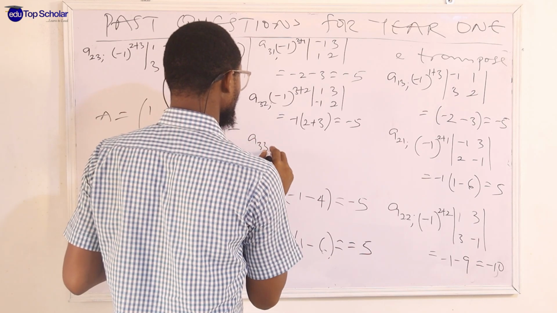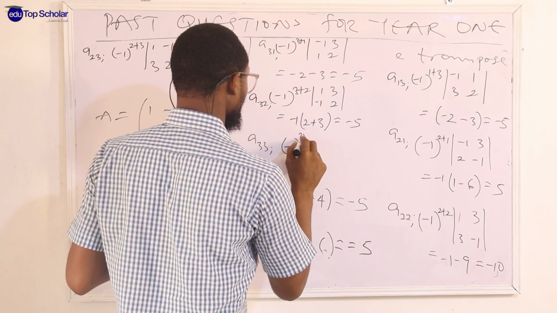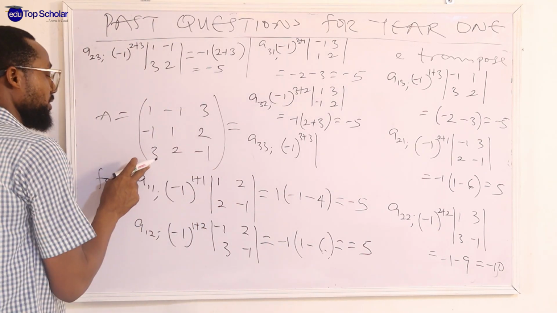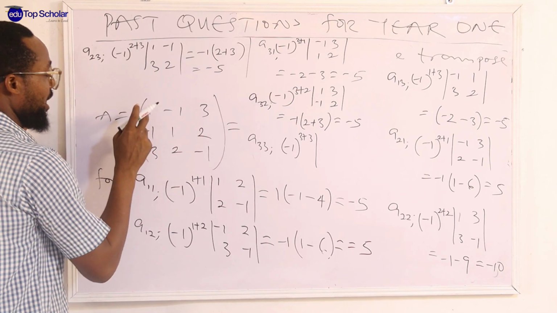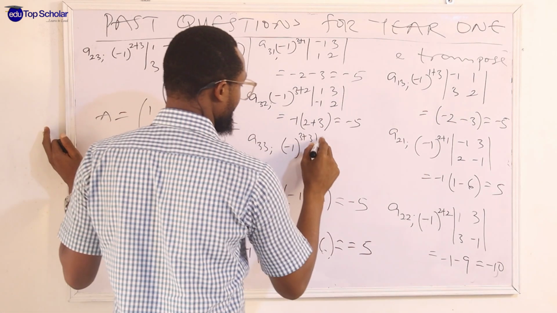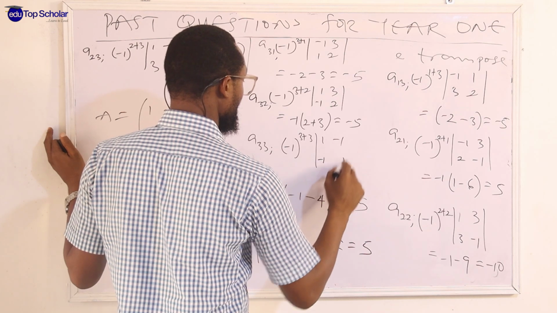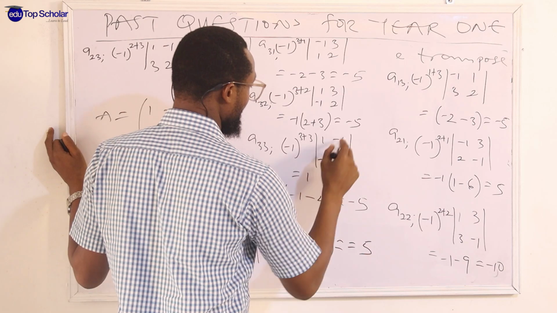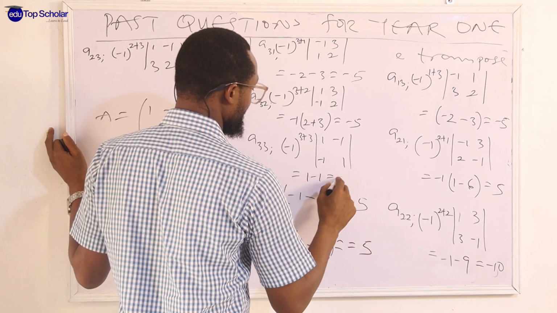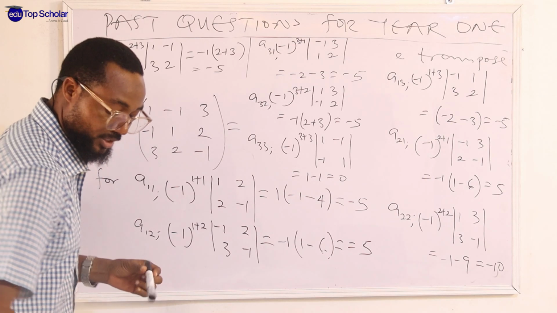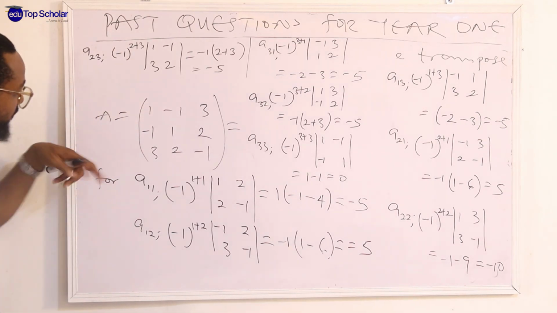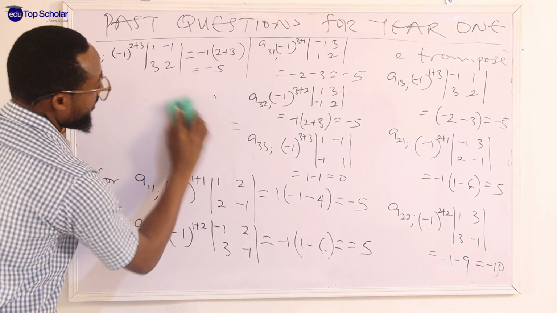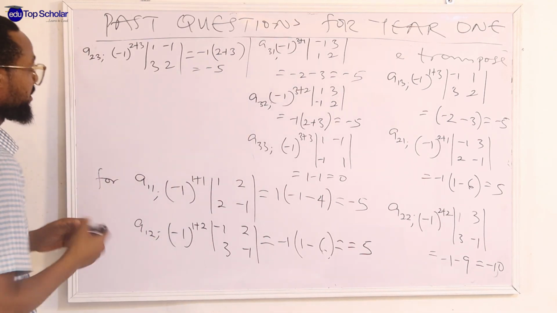And for A33, which is the final one now, we have minus 1 raised to power 3 plus 3 multiplied by A33. We delete the remaining elements on the same column and row, we have 1, minus 1, 1, 1, and this will give us 1 by 1, 1 minus 1 by minus 1, we have 1, that will be minus 1, this will be 0. Therefore, I want to remove this one also, so that we can now write our cofactor matrix.